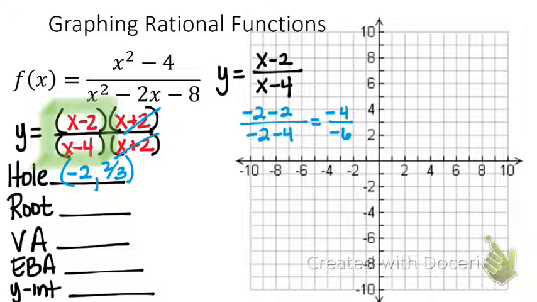So let's go ahead and put an open circle on our graph at negative 2, 2/3. So that's really just like negative 2, between 0 and 1. So I'm just going to put an open circle right there, because that's the hole.